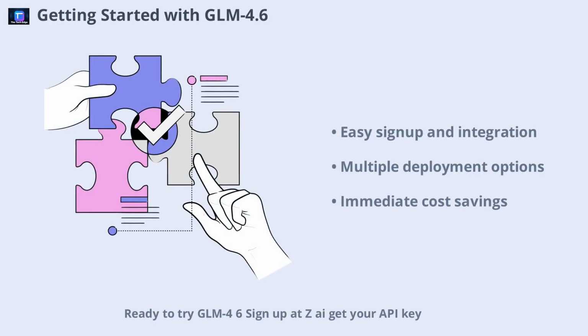Ready to try GLM 4.6? Sign up at Z.ai, get your API key, and use the provided Python code to start coding. For local deployment, install Ollama and pull the model. If you prefer coding agent integration, just add Z.ai as your provider and select GLM 4.6. Watch your monthly AI bill drop while maintaining high productivity. It's never been easier to access enterprise-grade AI coding tools at a fraction of the cost.